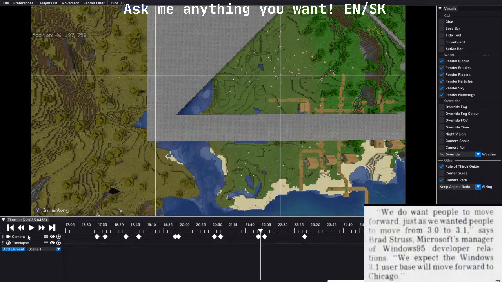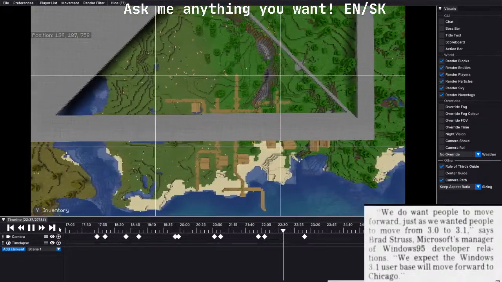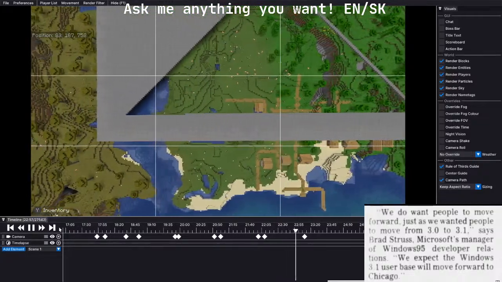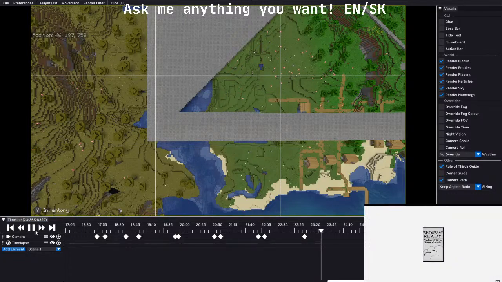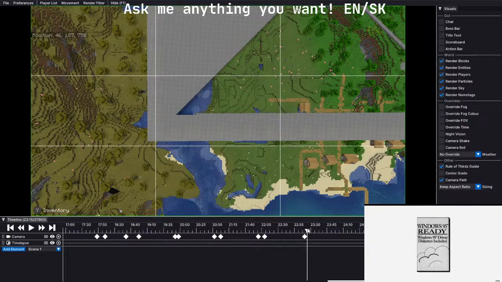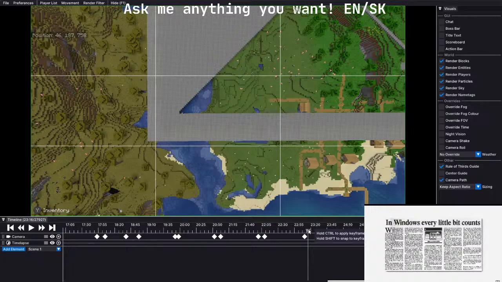"We do want people to move forward, just as we wanted people to move from 3.0 to 3.1," says Brad Struss. Good lord, how many Brads worked in this company? Software was already beginning to label itself Windows 95 ready, and discussions around 32-bit API calls were there to whet the appetites of anyone concerned.